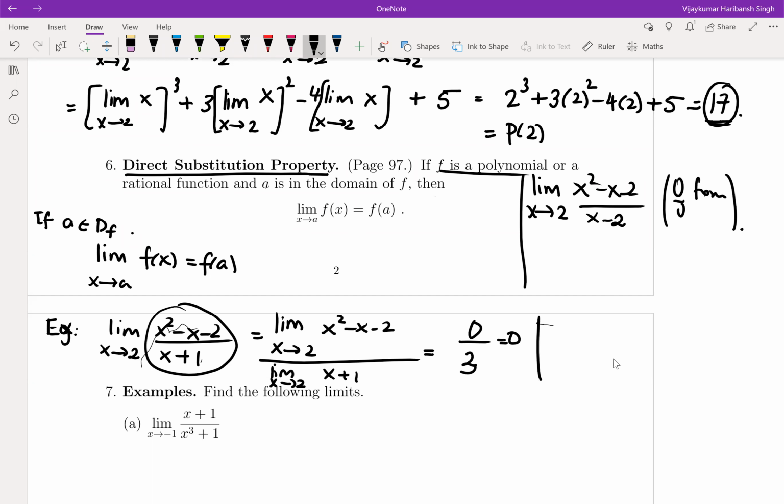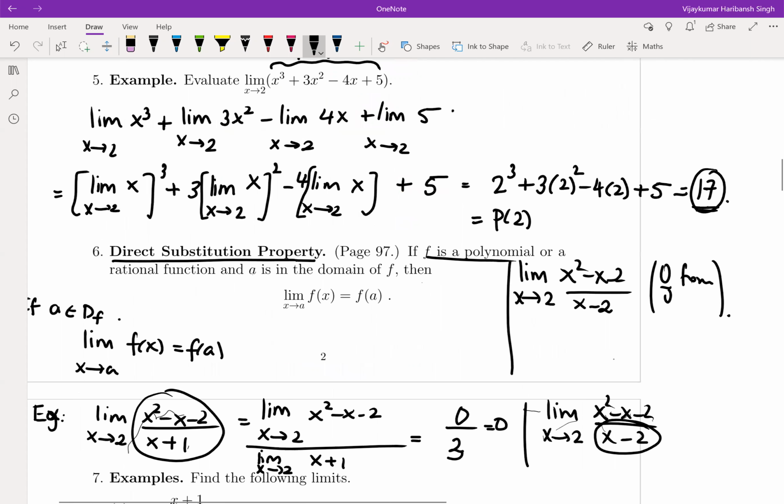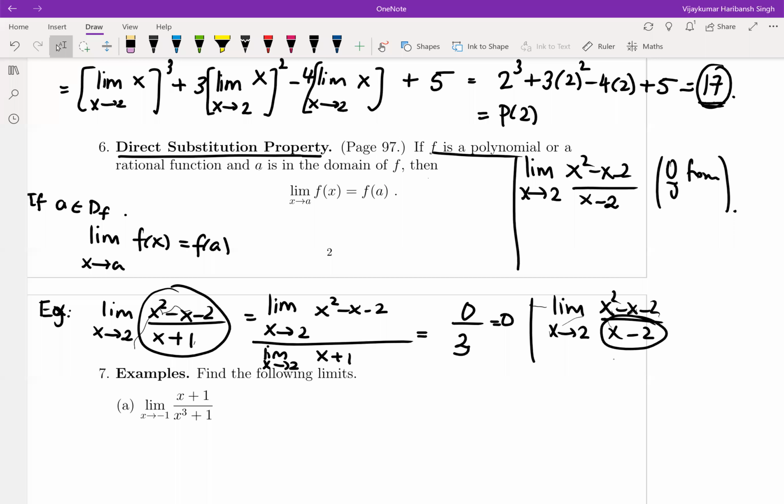However, if you look at the other one, the limit as x goes to 2 of x squared minus x minus 2 upon x minus 2, you have the limit as x goes to 2 of x minus 2 is 0. And that is not allowed because the limit of the denominator should not be 0. So that is why the direct substitution property works for the rational function. Similarly, for polynomial functions, the domain is all real numbers. So the substitution property works for all real numbers.